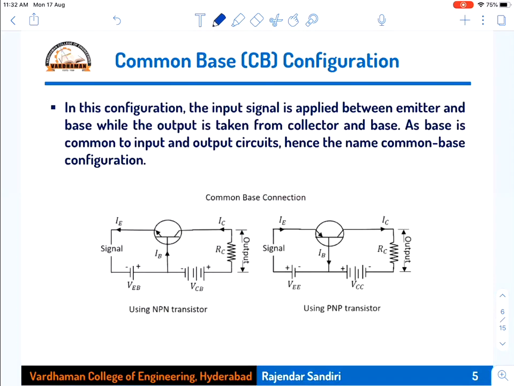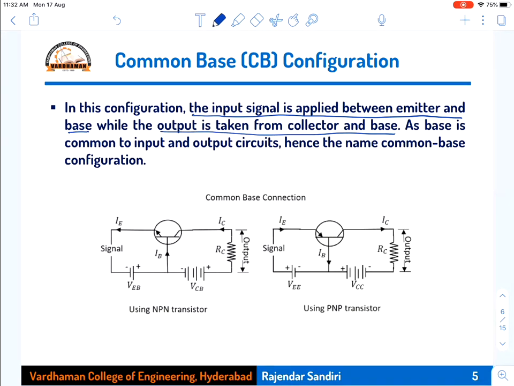Now for each of these configurations, we will go and draw the circuit diagrams and derive. Now we know what is input, what is output, what is common. Now we have to derive the expression for the output currents. Now, common base configuration. I already told, the input signal is applied between emitter and base, while the output is taken from collector and base. Output is collector, input is emitter, and common is base.